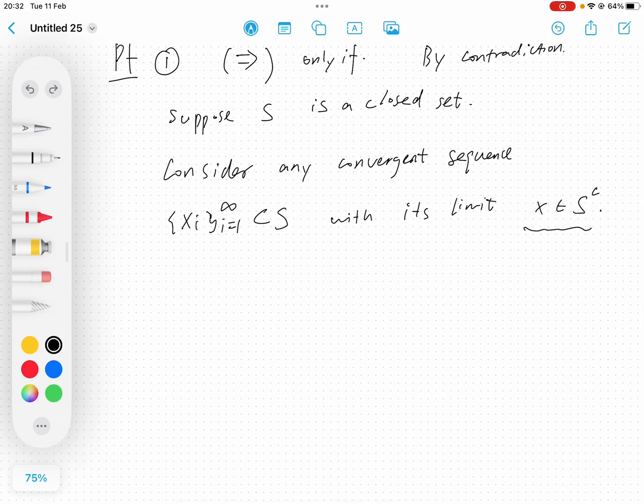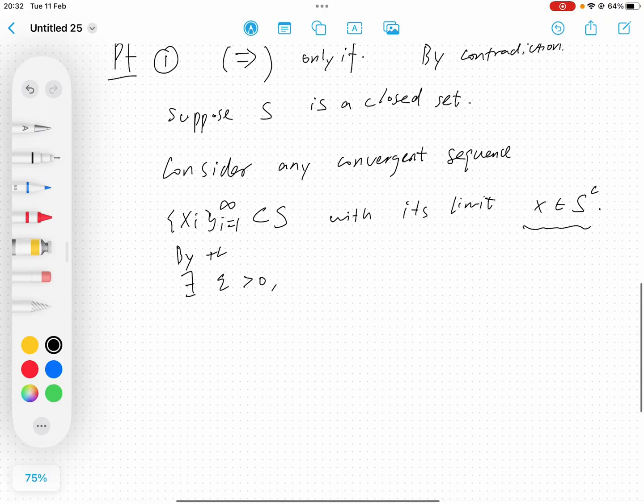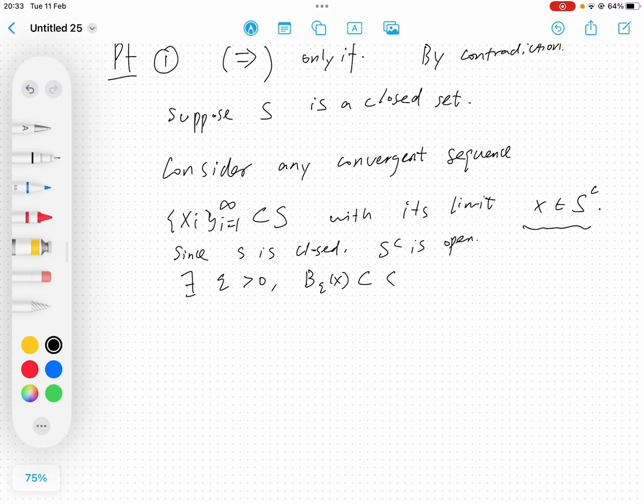So how do we do that? Since S is closed, Sc, the complement of a closed set, is open. By the definition of an open set, we have the following statement: there exists some epsilon such that the open epsilon ball centered at x is a subset of Sc.